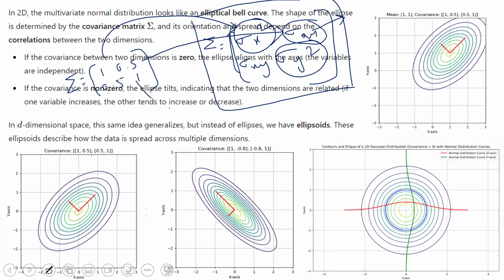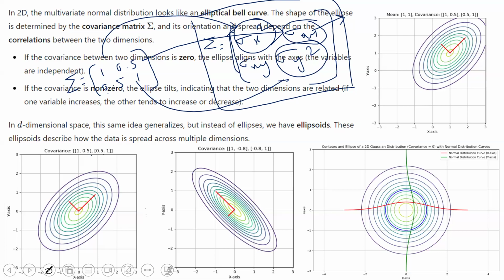What is the sigma y square? Sigma x square is nothing but the variance along x-axis, right? Yes, correct. Sigma x square is nothing but variance along x-axis. Sigma xy means covariance. When it is positive, when the value of x increases, the value of y also increases.